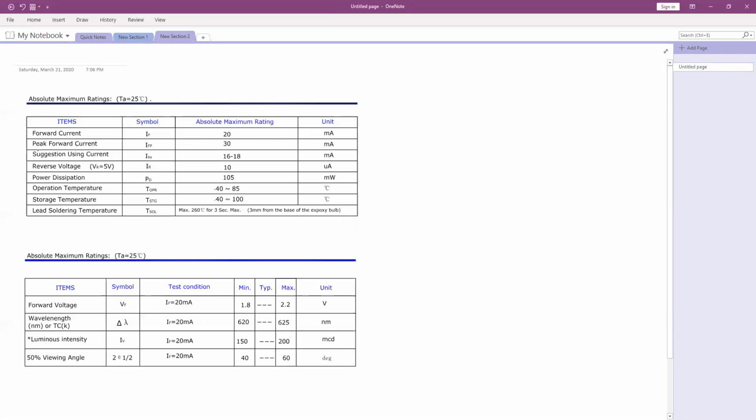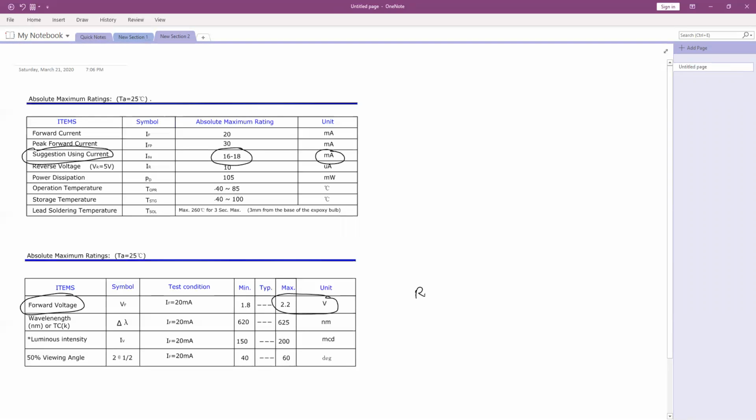And there is this suggested using current, which is important, and that is 16 to 18 milliamps. So if we have about 17 milliamps, the LED will be bright and it will be in a safe range, so it won't have too much current going through it. We also have a forward voltage of 2.2 volts.